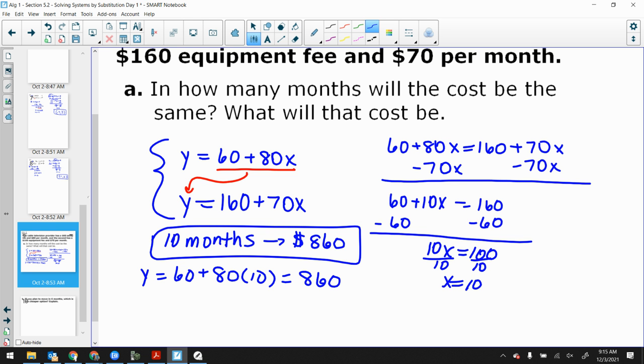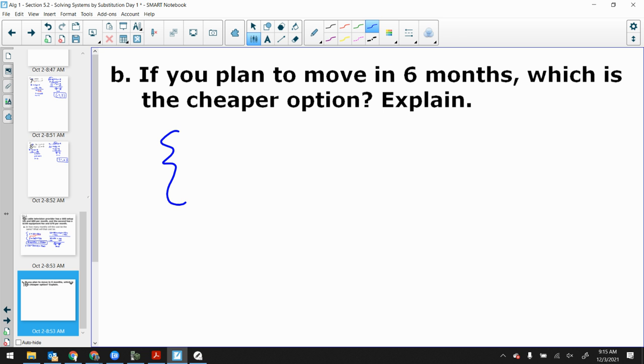Now, part B says, if I was only sticking around for how many months does it say? 6 months. The first one, right? Let's actually look at the system and see why. Y is equal to 60 plus 80x, and y is equal to 160 plus 70x. If it's 6 months, obviously my starting amount is going to outweigh the benefit of the lower price per month. It's going to be $100 extra just to start up, and I'm not going to recoup that cost yet over the course of 6 months.